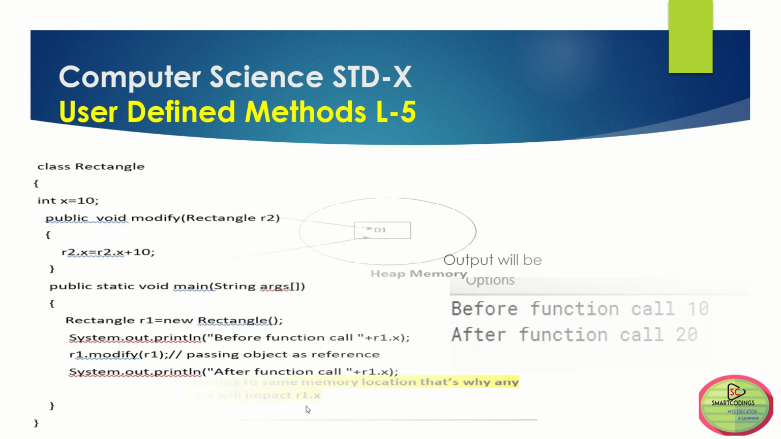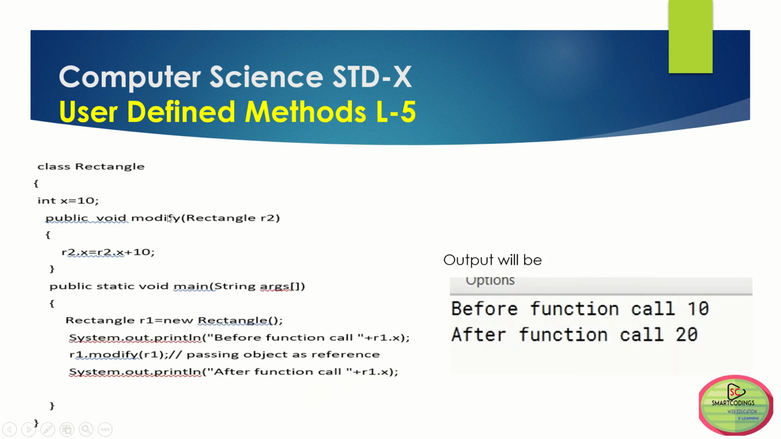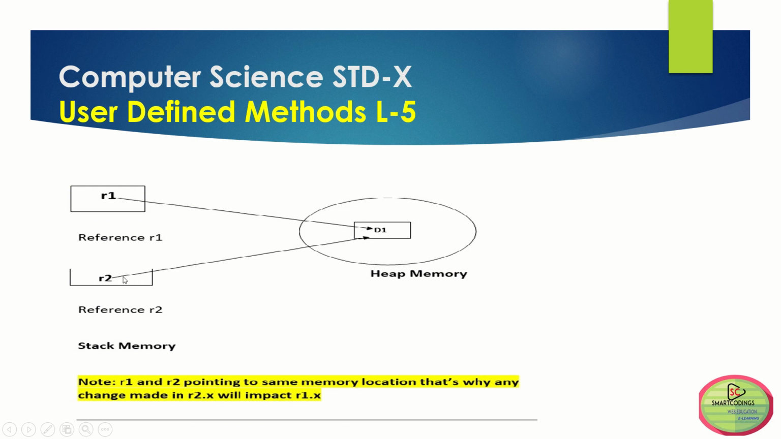What we are doing in the program is changing, by this modify method, the value of R2.x by adding 10. Before calling, the actual parameter R1 had value 10. It was 10 only before calling this modify function. But after calling this method, the value will become 20, because R1 and R2 point to the same memory location in the heap memory. I hope it is clear.